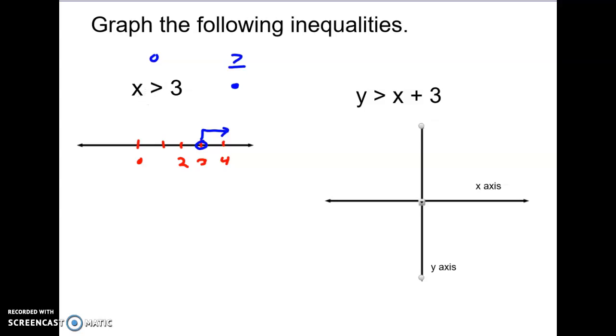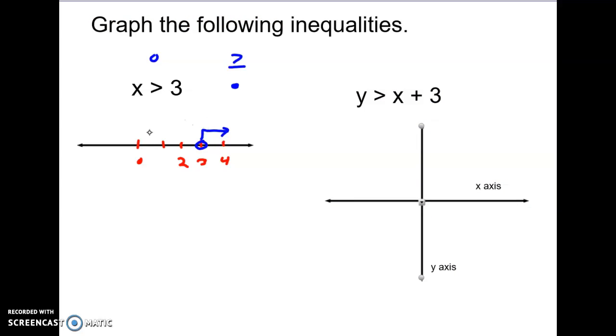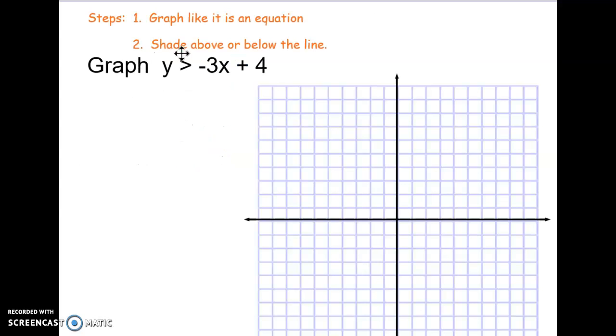So how we actually do this with two variables, with x and y: we are just going to graph like it's an equation, and then we're going to shade above or below the line, much like we shaded left or right on the single variable. We're going to shade either above or below the line. All right, so let's do this. In theory, you know how to do this already.